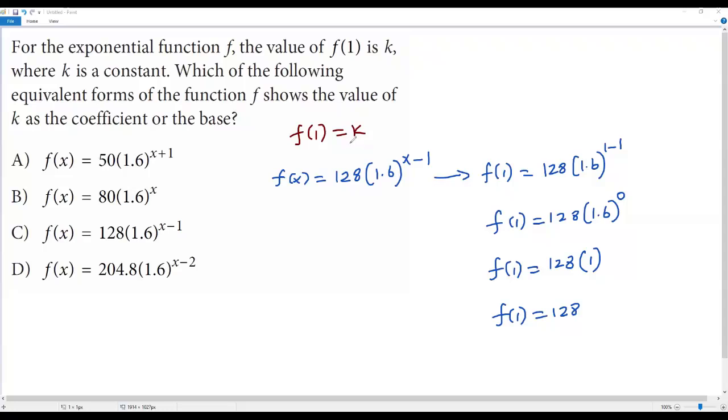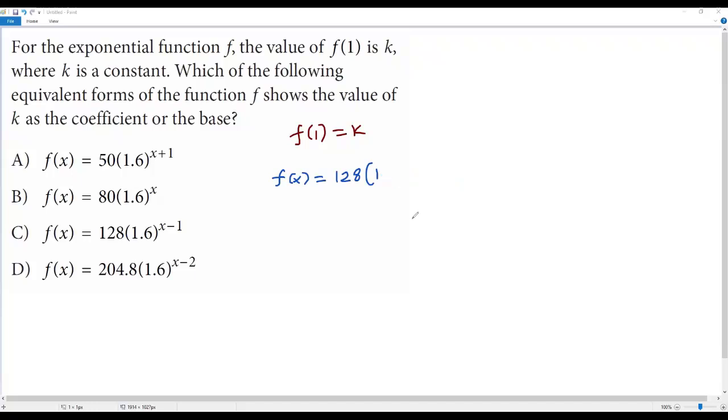So in option C also, we get 128 as the value of k. And in the function given in option C, this 128, the value of k, is the coefficient of this term. So option C must be correct, because here k is equal to 128 and that 128 is the coefficient of this term. Anyways, we can check option D also.